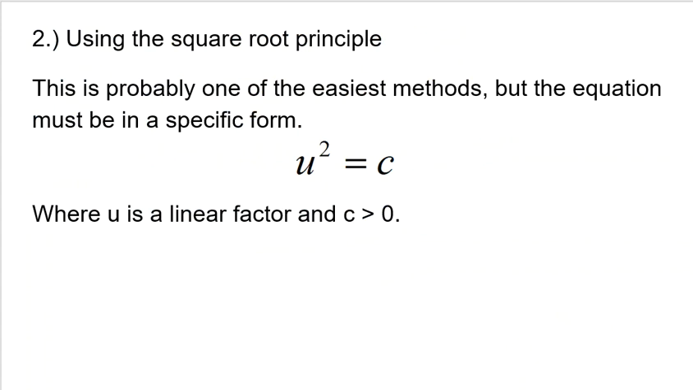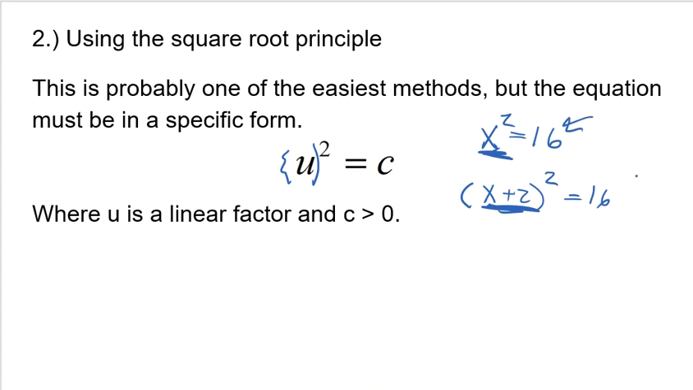All right, let's dive into the second option for solving quadratics, and that's using the square root principle. Now this method is one of the easiest methods, but the equation must be in a very specific form where you have something, I'm just calling it u right now, something squared equaling a number. It could be as easy as x squared equals 16, or it could be x plus 2 squared equals 16, right? But the point is I have something squared, and then a plain old number, a constant on the right-hand side, okay?